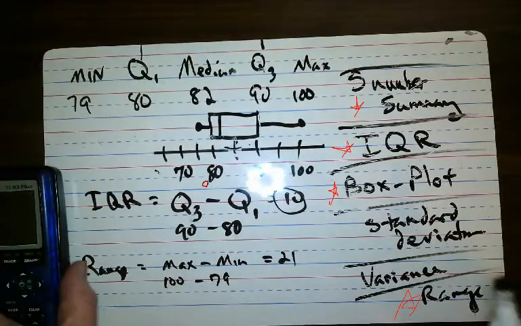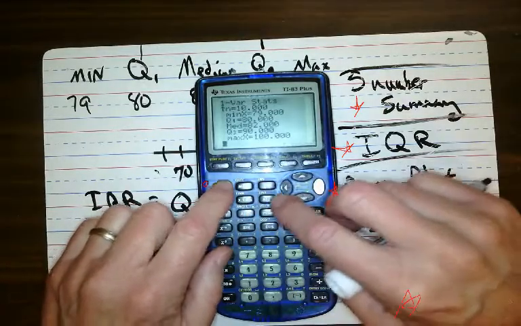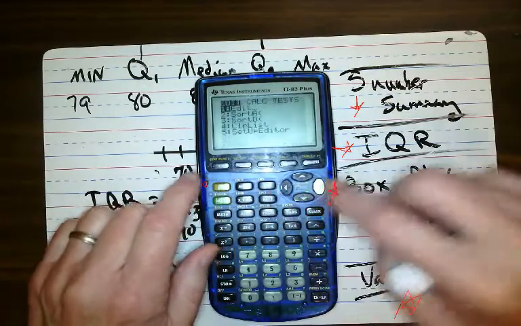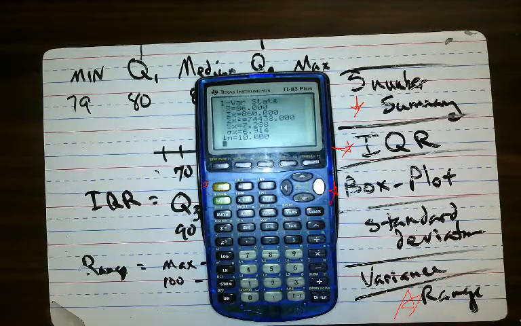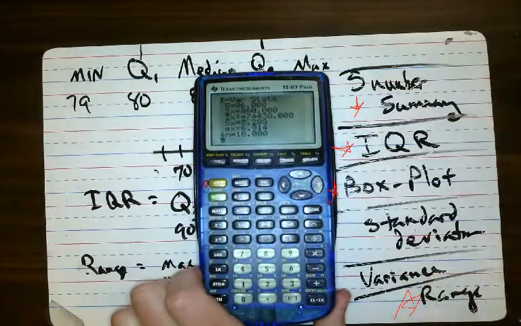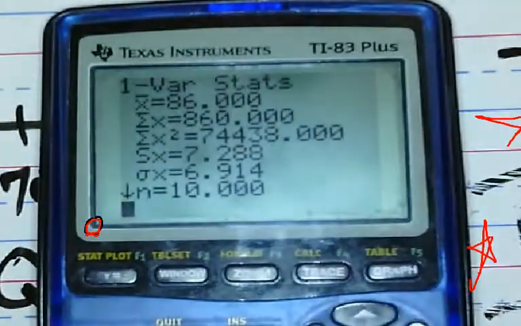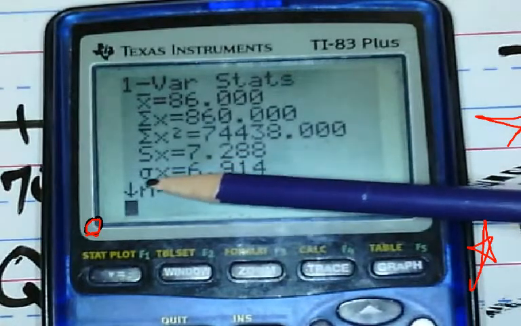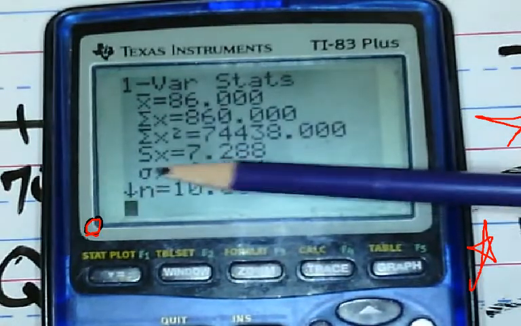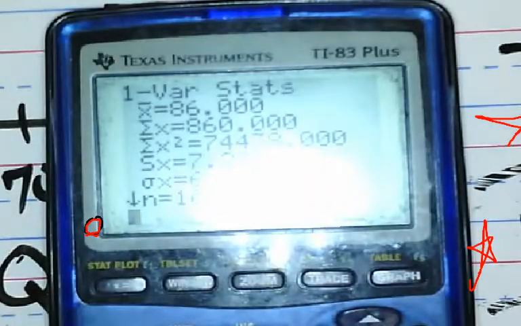Then standard deviation. Lucky for us, we've got it right here. What did I do? I go over to calculate, I go down to first variable stats. I'm just getting it where we can see it again. So, the number right here, this little thing that looks like a circle with a thing pointed off of it, that's a sigma. It looks like this.